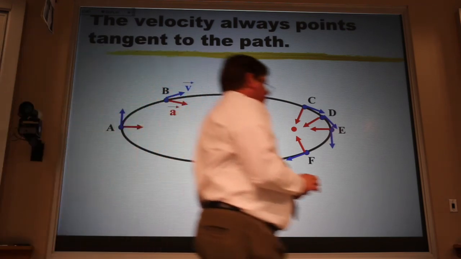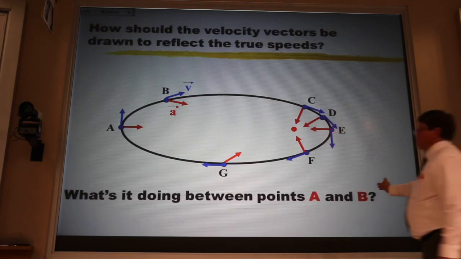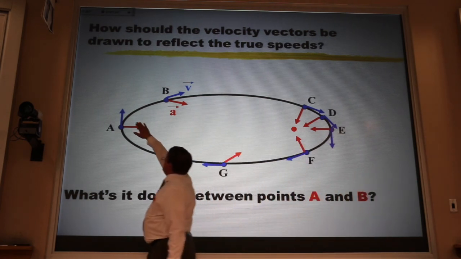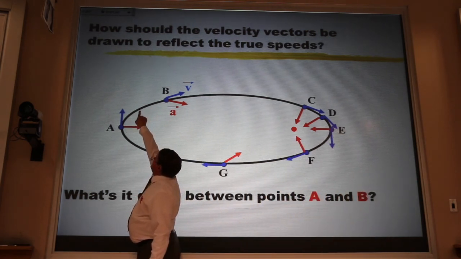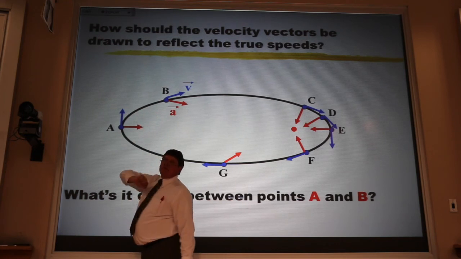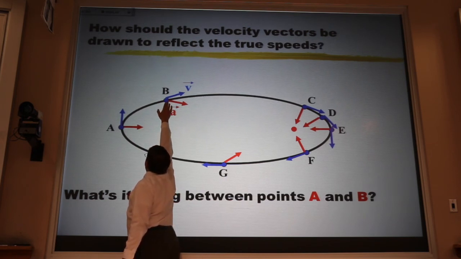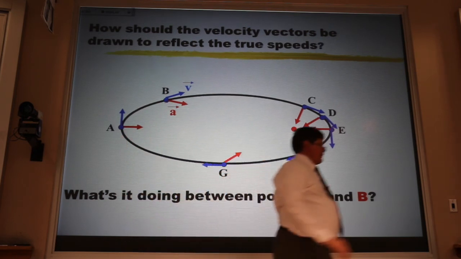Now the question that you need to ask yourself is, what's happening? What's happening between points A and B? Any point in between A and B is going to have an acceleration vector less than 90 degrees with respect to the velocity vector. So I'm speeding up, speeding up, speeding up. It's going to be longer.